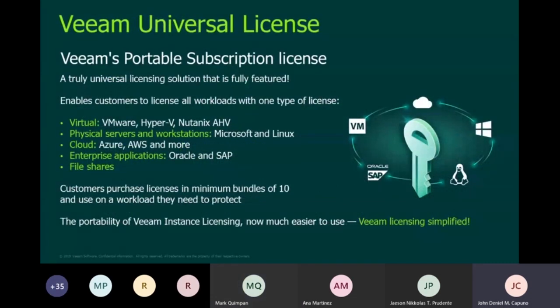With the Veeam Universal License, I think this was already discussed by Jason a while ago, so I'm going to make a short recap. Veeam Universal License is a subscription license that the customer can buy, with one license covering a pack of 10 workloads. Those 10 workloads can be a mixture of virtual VMware, Hyper-V, Nutanix, physical servers, workstations, cloud, enterprise applications, or file shares. It is a subscription of 3 years, 5 years, or 7 years.